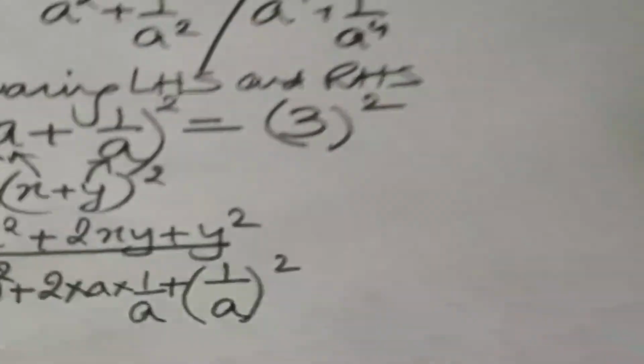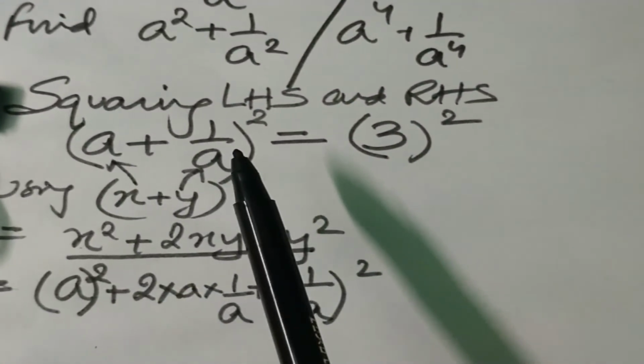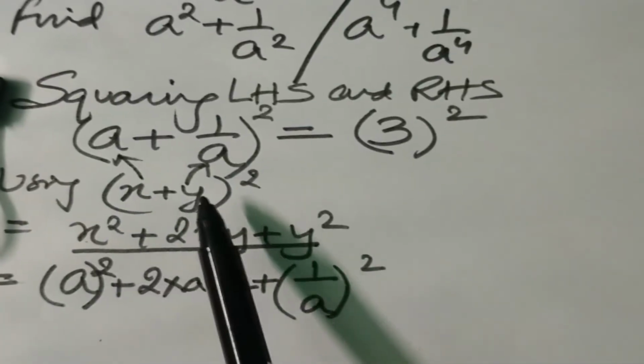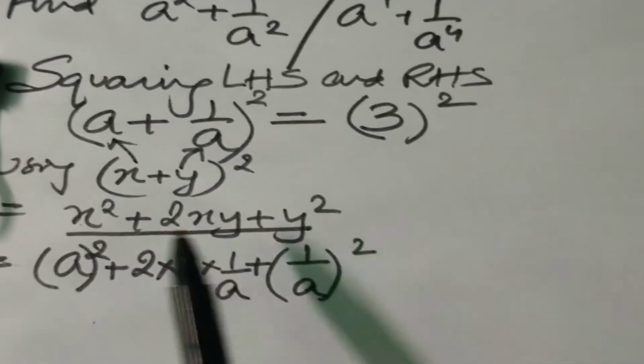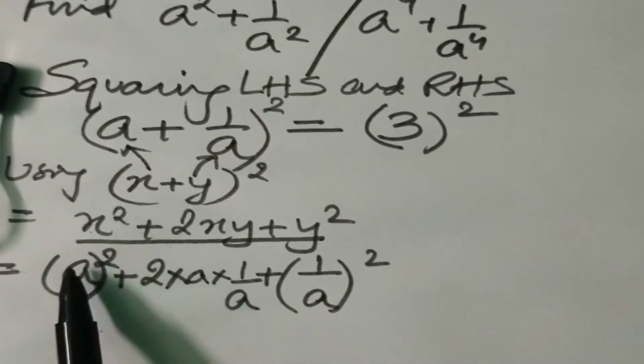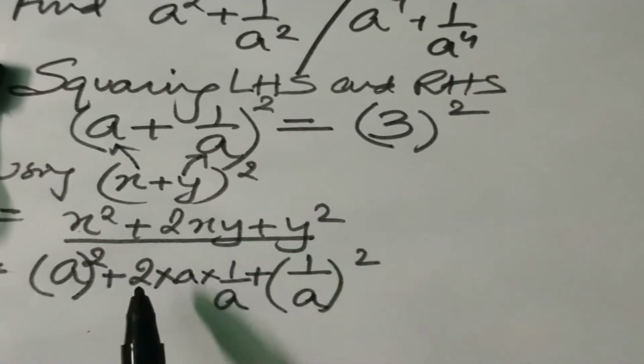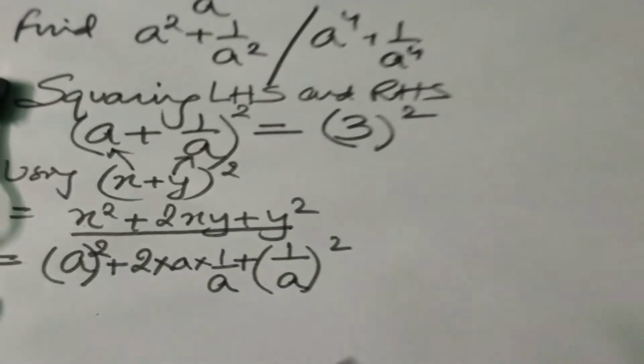Now see, this is important. Question is a plus 1 upon a. Formula is x plus y, x square plus 2xy. So I have to write my answer in this form. So x square is a square, y square is 1 upon a square, and 2xy is 2 into a into 1 upon a. Now I will simplify.